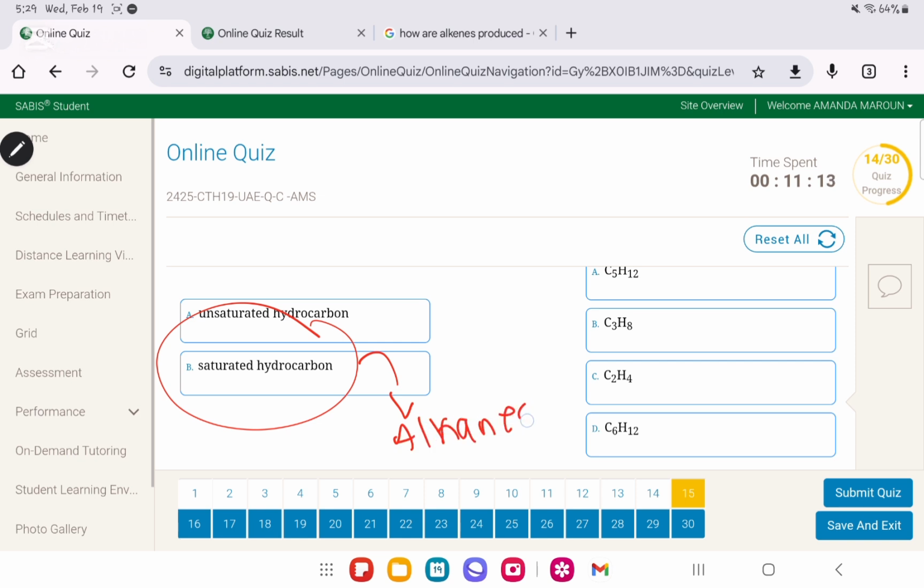What does saturated hydrocarbons mean? That means in their structural format, they are only made up of single bonds. This is what saturated means. Whereas unsaturated, they don't have all single bonds. They have some double bonds, some triple bonds. Yes, they do have single bonds, but you cannot find all of them to be single bonds, whereas in saturated, all of the bonds are single bonds.